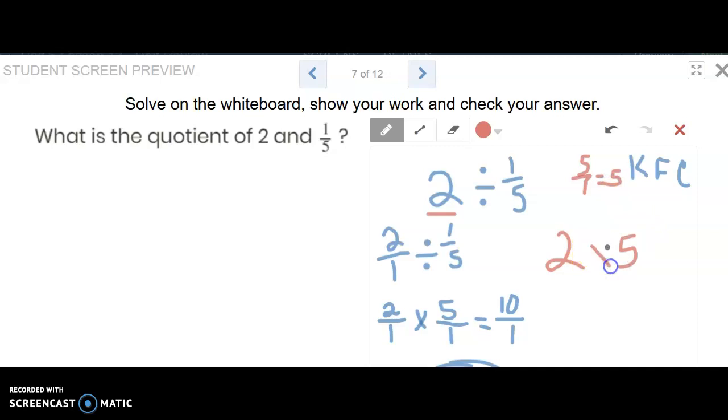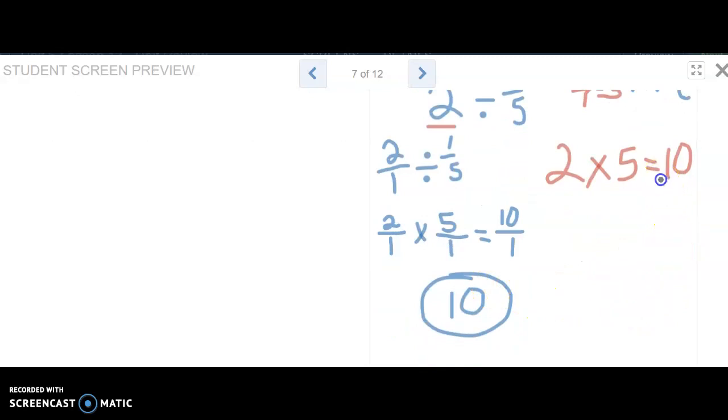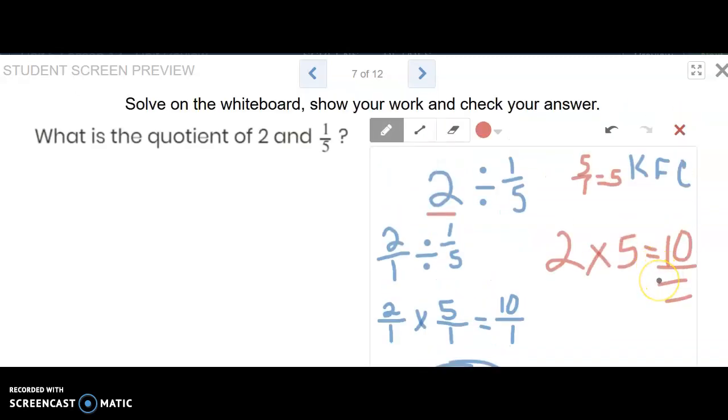We're still going to change our division to multiplication. And so 2 times 5 is 10. And so looky there, we still have the value of 10 for our quotient. Check your work. If you need to make changes on your whiteboard, make changes before you move to question number 8.